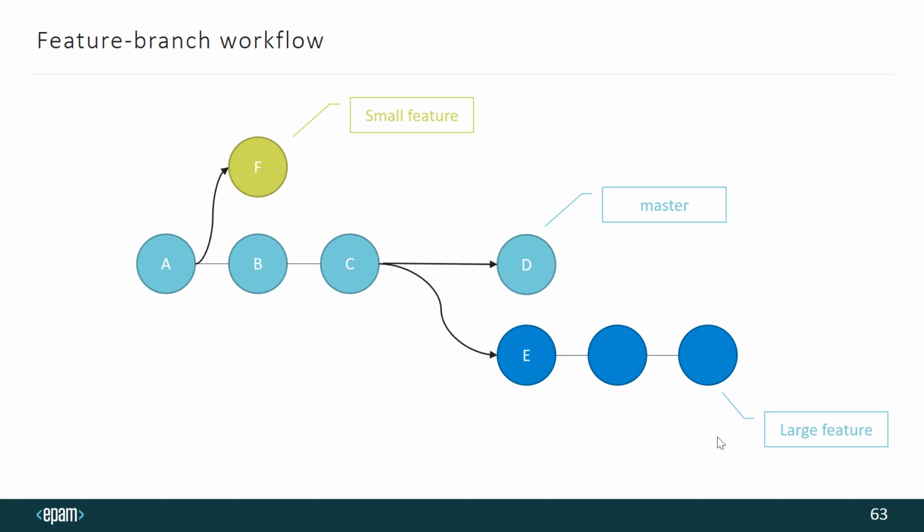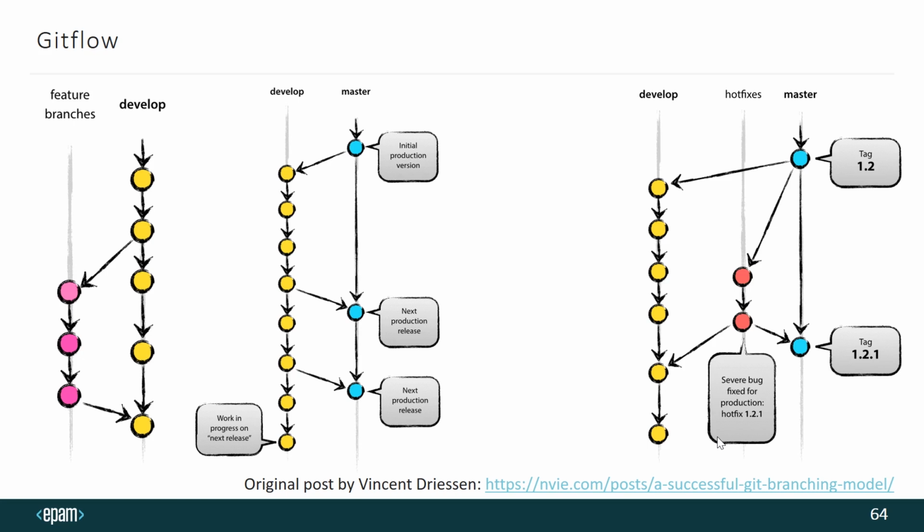There's one more interesting strategy which is called Git flow. It was presented in 2010 by a Dutch developer, Vincent Driessen. You can read his original post by following this link. The main idea is to use the feature branch workflow, but with a specific set of branches designed with specific tasks in mind.